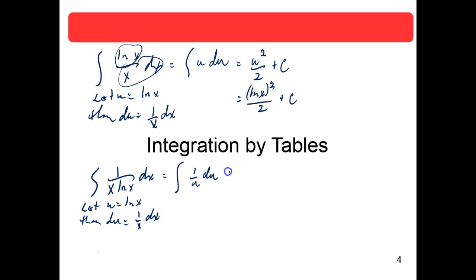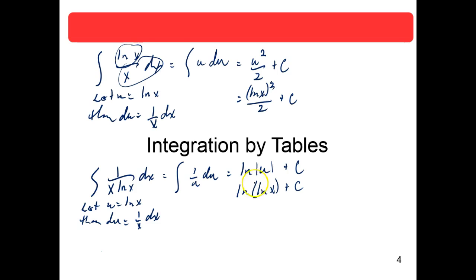You got it. This is the natural log of u, and you probably should put it in absolute value, plus c. But now we go back and plug in what our u is. Log of natural log of x. And there's no really easier way to write that, plus c.